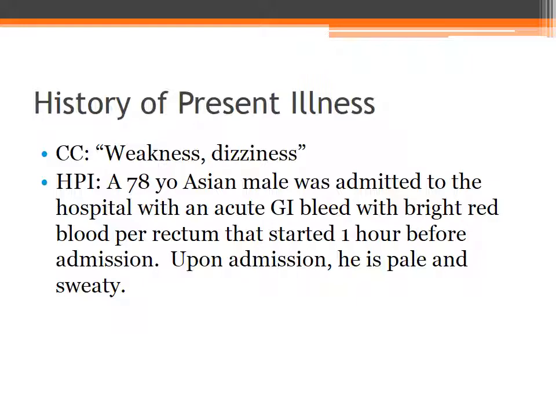The bright red blood indicates a lower GI bleed. If the blood was dark red or black, that would indicate that there was mixture with the gastric acid. Now, the pale and sweaty symptoms may be indication of losing blood and possibly going into hypovolemic shock.